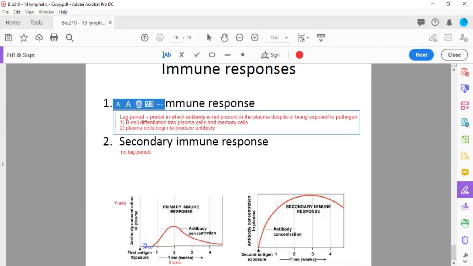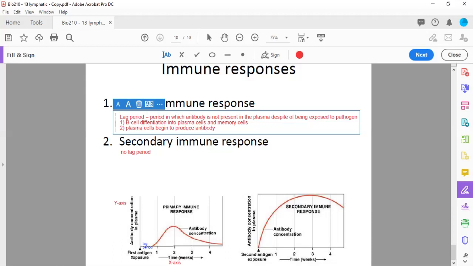So for that reason, during this lag period, there's no antibody present despite the fact of being exposed to the pathogen. So when you're first exposed to any infectious agent, the symptoms are more major. It's not mild, okay? It's a bit more severe in a sense.